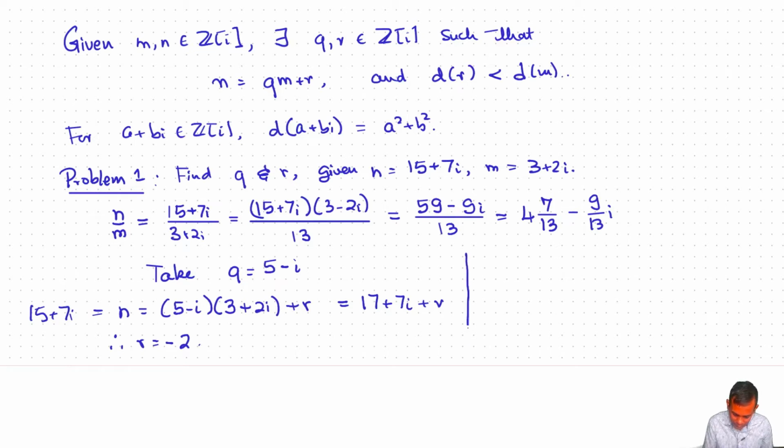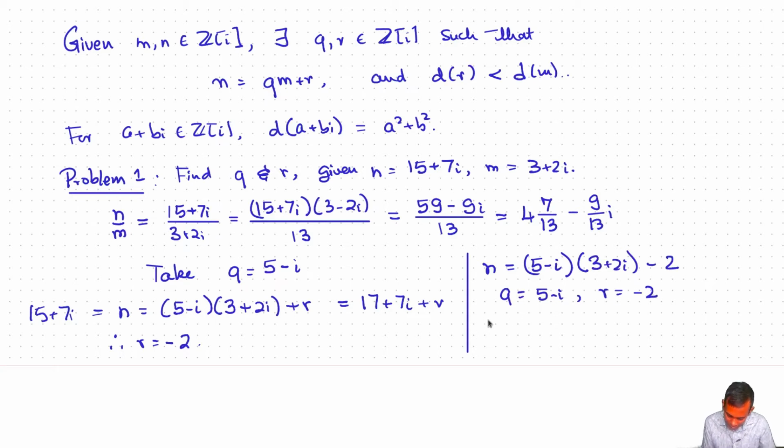So what we have is n is equal to 5 minus i into 3 plus 2i minus 2. So q equals 5 minus i and r equals minus 2. And indeed we see that the size of r is 4, which is less than the size of 3 plus 2i, which we saw was 13.